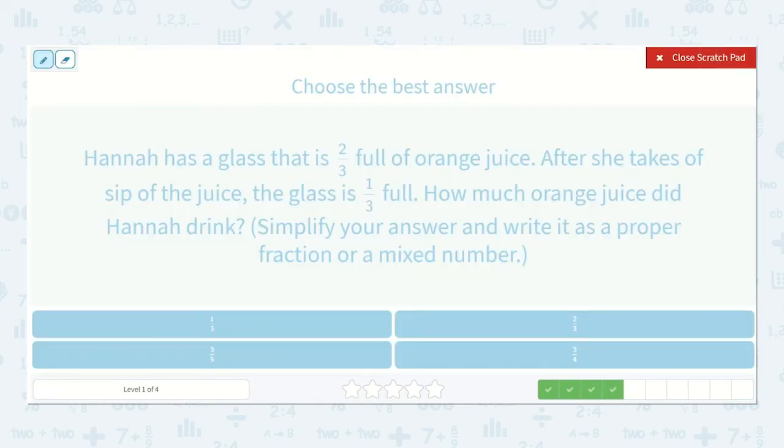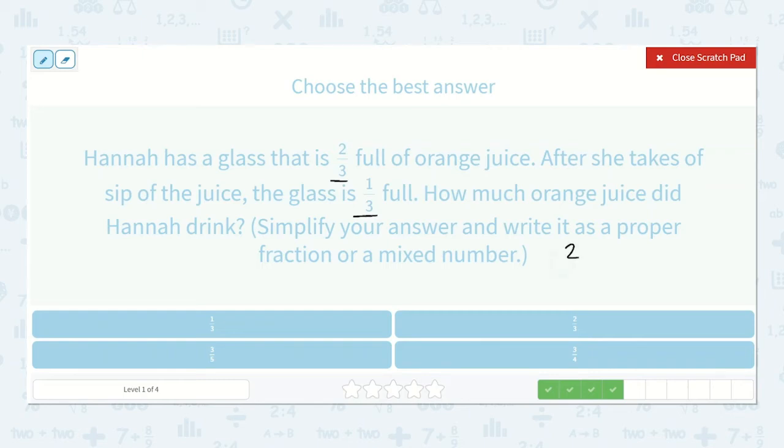Hannah has a glass that is 2/3 full of orange juice. After she takes a sip of the orange juice, the glass is 1/3 full. How much orange juice did Hannah drink? Simplify your answer and write it as a proper fraction or a mixed number.